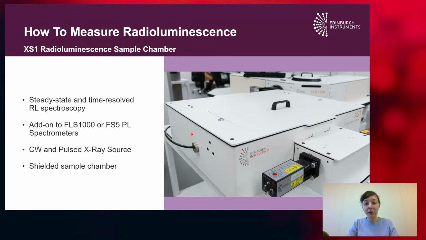In the image here, you can see the enclosure, the XS1 chamber in the front of the image. And there's a light guide, a liquid light guide that takes the visible or UV or NIR light into a spectrometer for analysis. So in the background, you can see Edinburgh Instruments FLS 1000 spectrometer, which would be used in this case for analyzing the signals. So it's an add-on that can be used with the FLS 1000 or the FS5 spectrofluorometer.